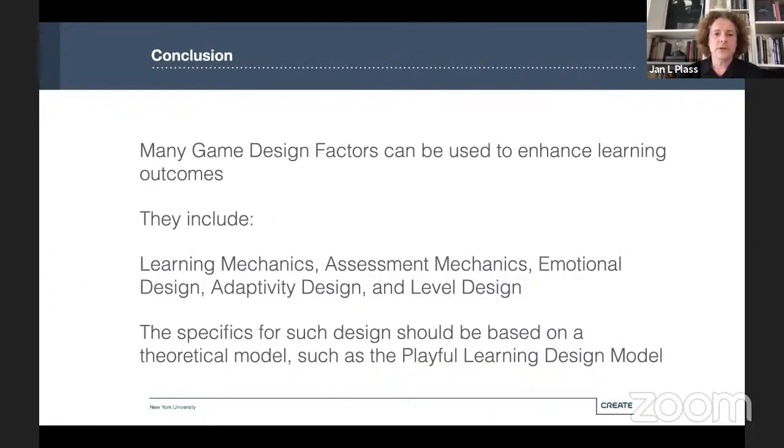So in conclusion, there are many different game design factors that can be used to enhance learning outcomes. You may have noticed that I completely omitted the incentive structure of a game. I did that on purpose because that's what many articles and talks are about, how to put incentives into games. So I thought I would focus on some others, which were learning mechanics, assessment mechanics, emotional design, adaptivity design, and level design. I apologize for going through them so quickly, but I hope I gave you an overview of what some of the research looks like.